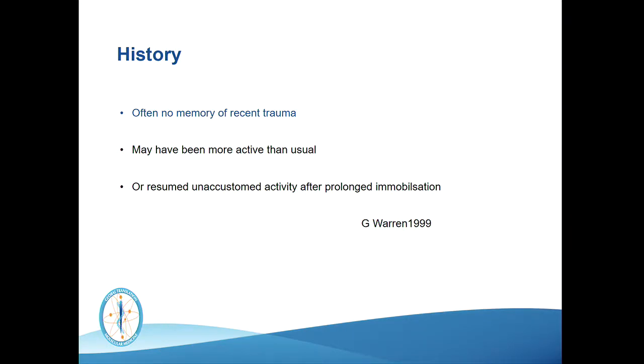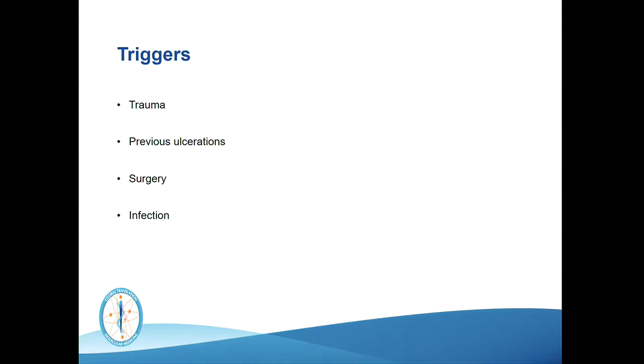Unfortunately, the patients often haven't really got any memory of recent trauma, and that's felt to be due to the fact that it does occur in patients with a neuropathy. But sometimes you can tease out that they may have been more active than usual, or perhaps they've gone back to doing activities that they're unaccustomed to. And also in the history, you might find some other triggers, which would be previous ulcerations, surgery, or occasionally infection.